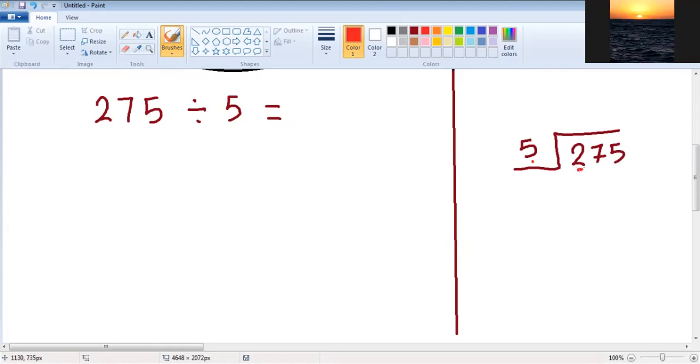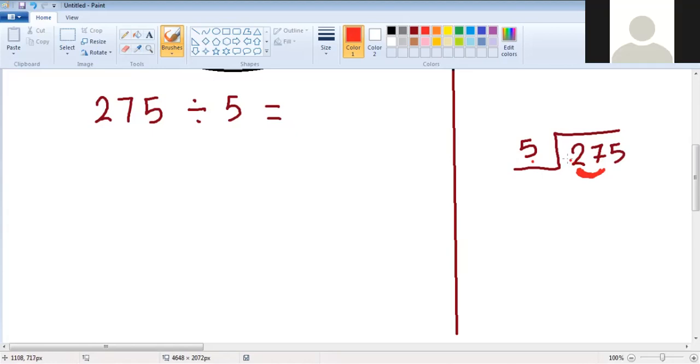So we can't do 2 divided by 5. So what should we do? We have to choose 27. Choose 7 next to 2. Now we have 27. Can we divide 27 by 5? Of course, yes, because 27 is bigger than 5. Now, how many 5s are there in 27?